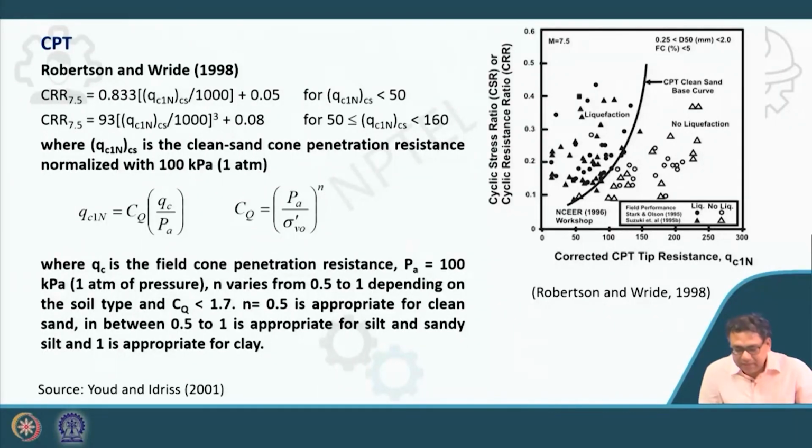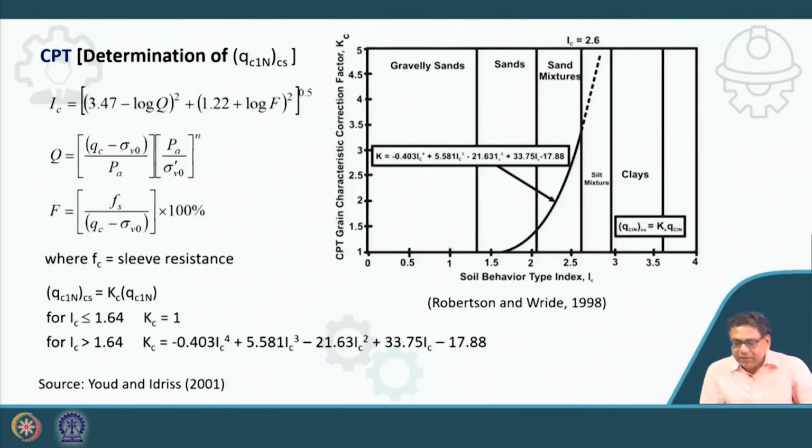So how will I identify that? That identification we will get from this Ic. What is Ic? Ic is called the soil behavior type index. So Ic I will get from these equations, where Q I will get from these equations. I am not reading those equations out because you can see them, and all the terms have already been discussed. And this is your F. F is what? Fs. What is Fs? Fs is the sleeve resistance or the friction resistance of the cone.